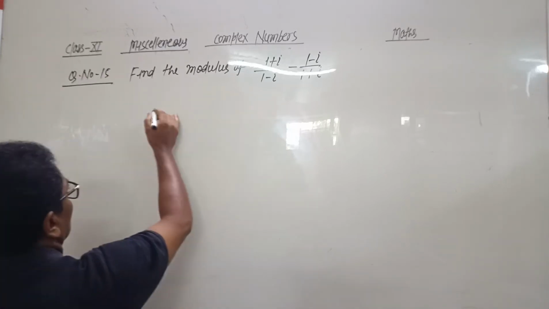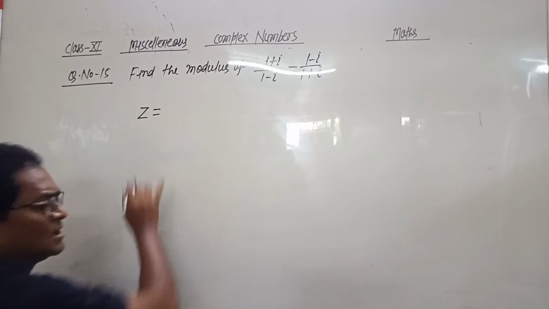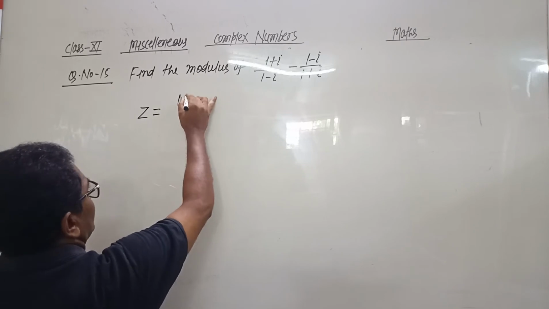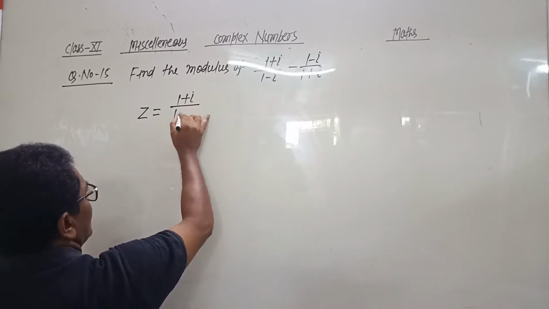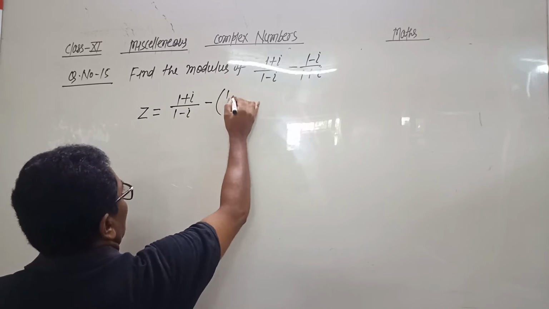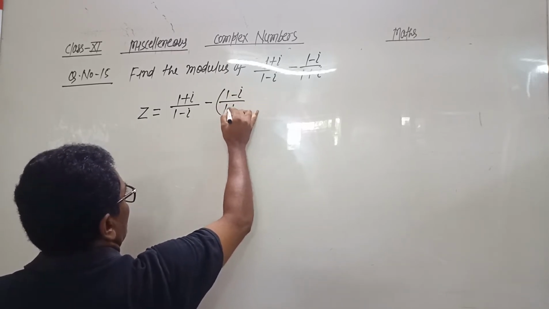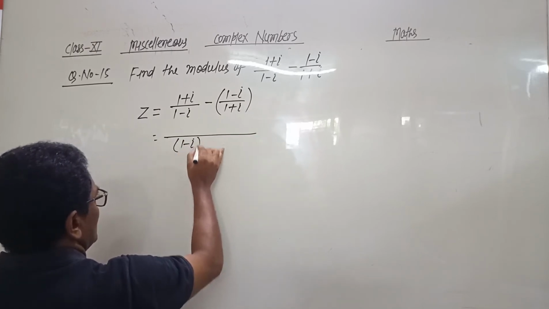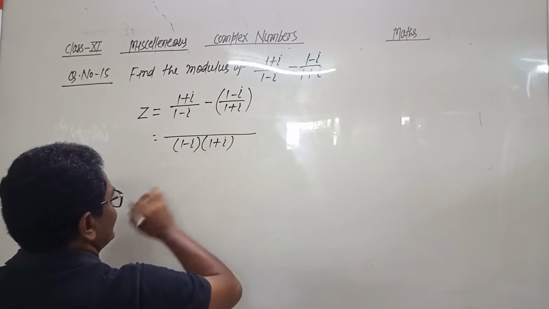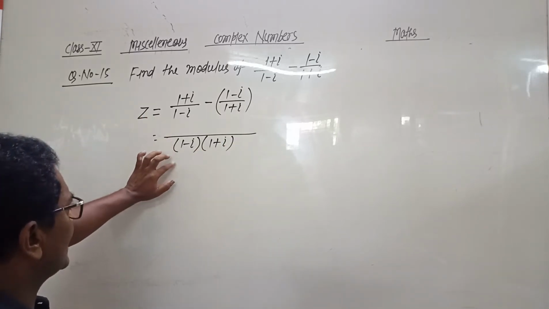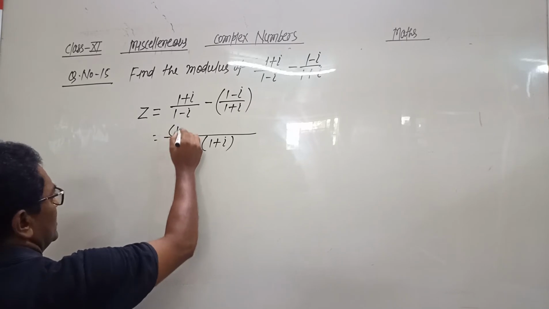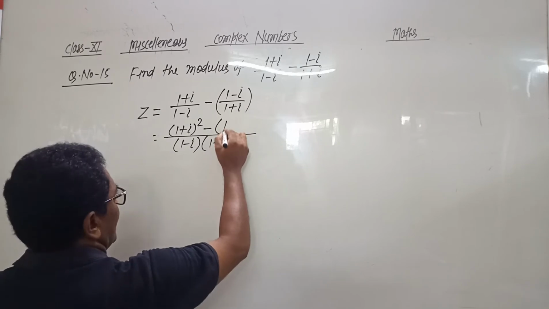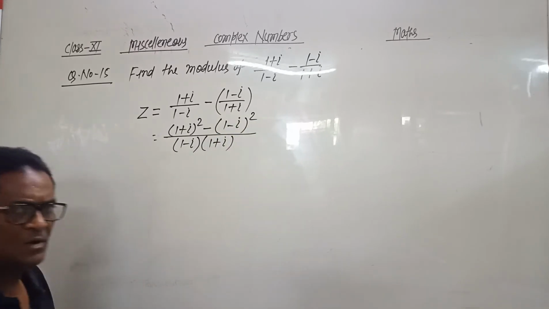So let this be z, the complex number. z equals 1 plus iota upon 1 minus iota minus 1 minus iota upon 1 plus iota. You take the LCM. So 1 minus iota and 1 plus iota is the LCM. It gives 1 plus iota the whole square, minus 1 minus iota the whole square, in the numerator.